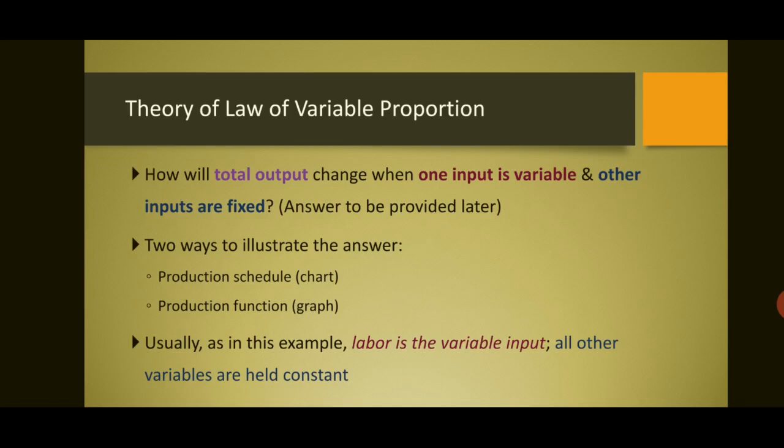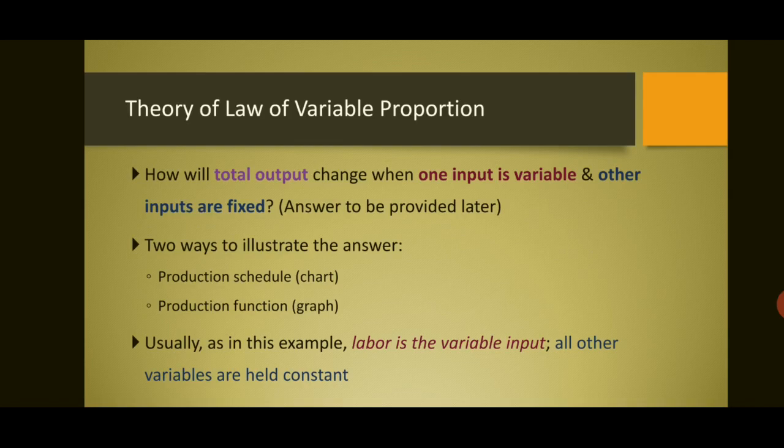The next is we are going to start the theory of law of variable proportion. It starts with a question: how will total output change when one input is variable and other inputs are fixed? The answer will be provided later. After understanding the law of variable proportion, you will be able to answer this question.